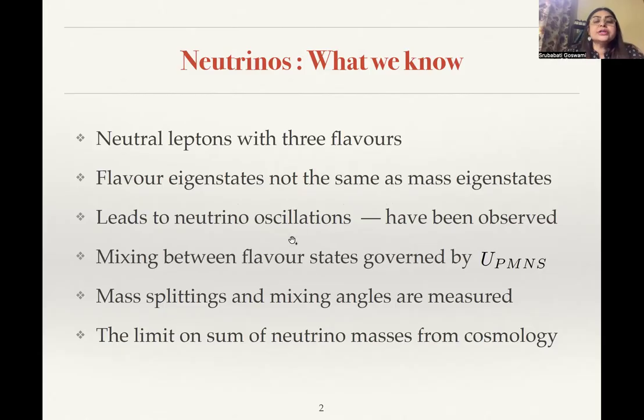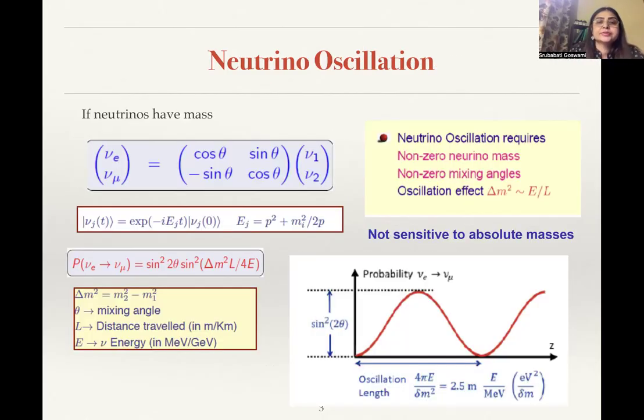Now, the oscillation, apart from the mass, also needs mixing between flavor eigenstates, and this is governed by the so-called PMNS mixing matrix. The oscillation experiments have measured the mass splittings and the mixing angles with considerable precision, most of them. And the limit on some of the neutrino masses come from cosmology. As we know, oscillation experiments cannot measure the absolute mass. They measure the mass squared differences. So neutrino oscillation is a simple quantum mechanical phenomenon.